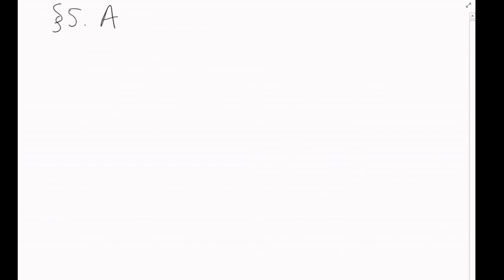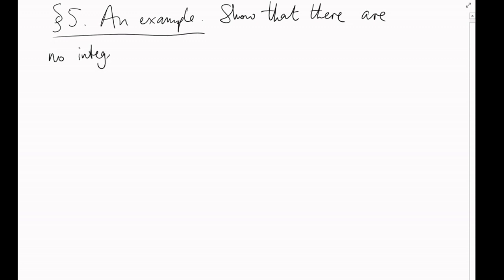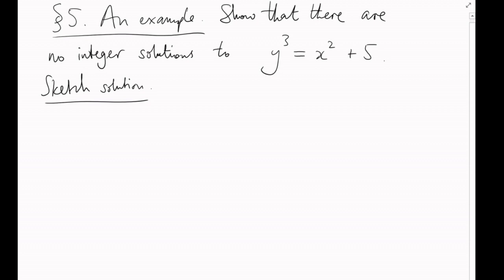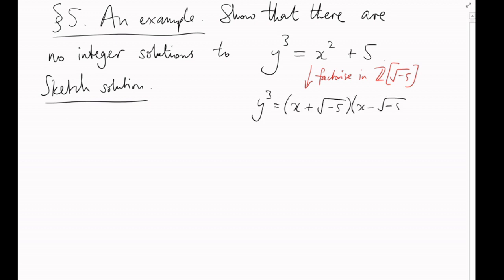Section 5, an example. Show that there are no integer solutions to the equation y cubed equals x squared plus 5. Here's a sketch solution. We'll do sort of as we did before. We'll factorize the right-hand side in Z adjoin root minus 5. We get y cubed is (x plus root minus 5) times (x minus root minus 5).